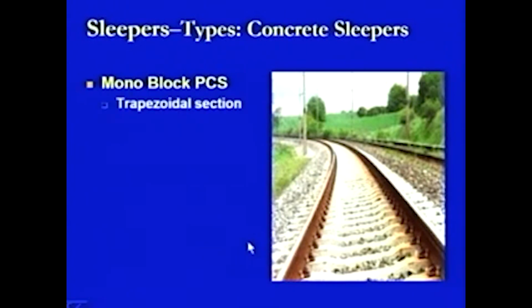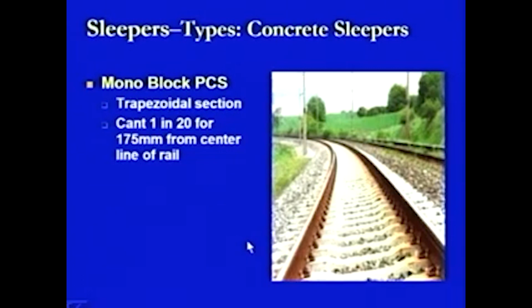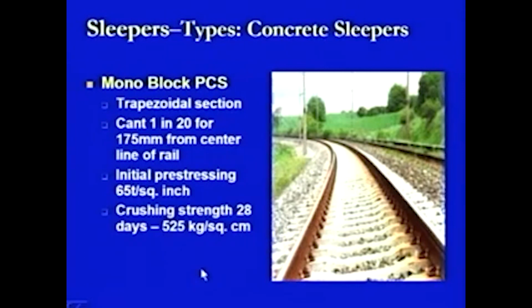concrete sleeper. They are trapezoidal in section. The cant of 1 in 20 is provided for 175 mm from the center line of the rail, and initial pre-stressing is done at a value of 65 tons per square inch. That is, they are already pre-stressed. The stressing is done before they are laid. So, this is the amount by which it is done, and they have a crushing strength at the end of 28 days of 525 kg per square centimeter.